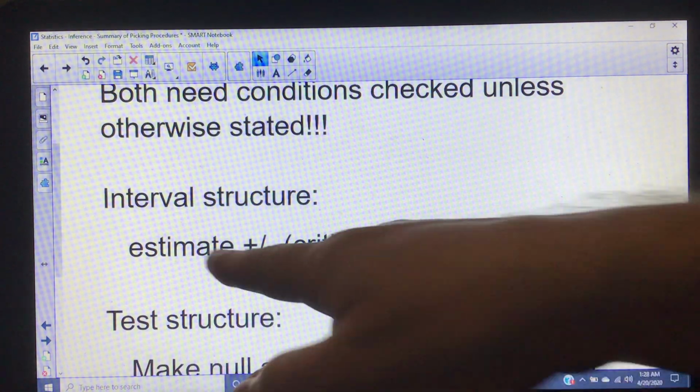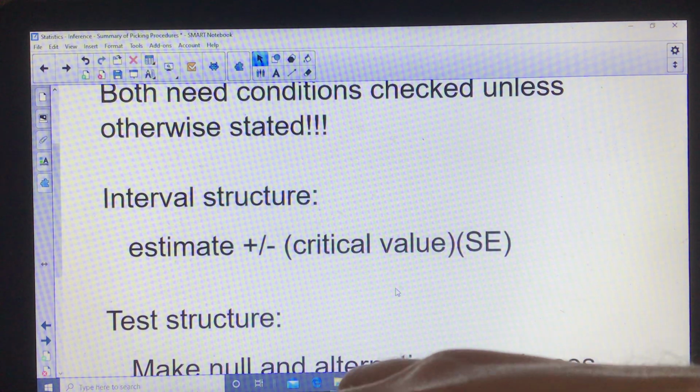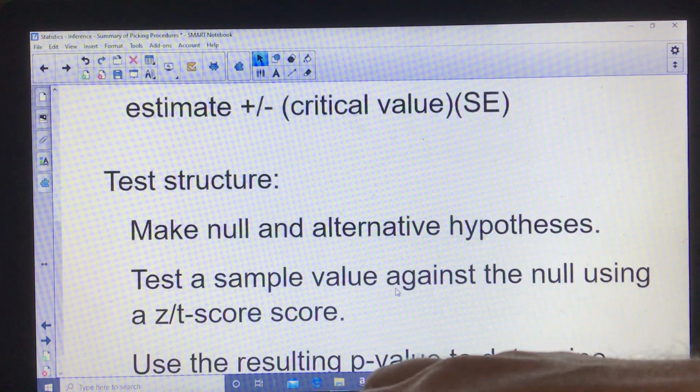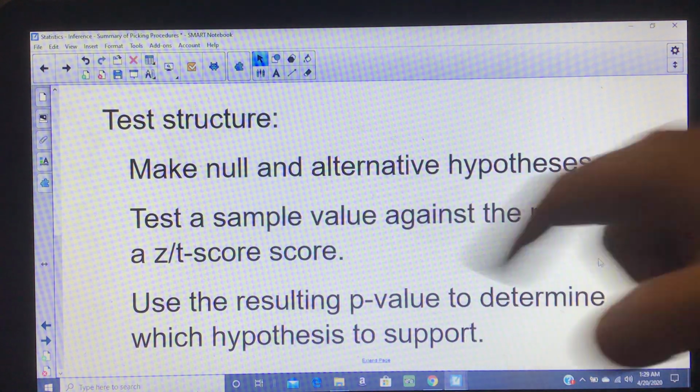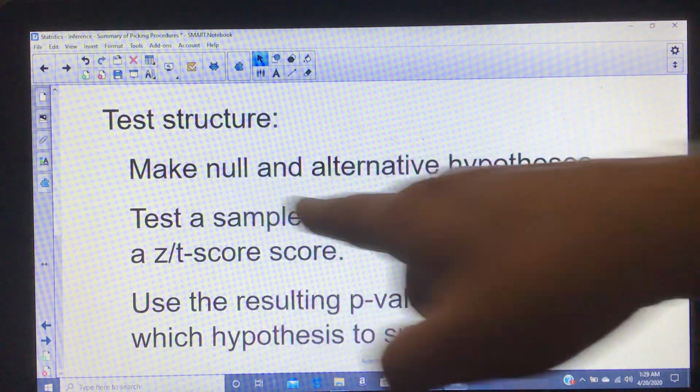So those intervals all have this same structure to them. The test structures are also very similar. When you do a test, always make sure you're making a null and alternative hypothesis. The null hypothesis is always the normal state of affairs. So in a one sample or one proportion situation, the normal state of affairs is normally given to you in the problem. This is the way things are, or this is how we think things were, or whatever the unchanged or normal state would be. The alternative hypothesis would be contrary to the null hypothesis.